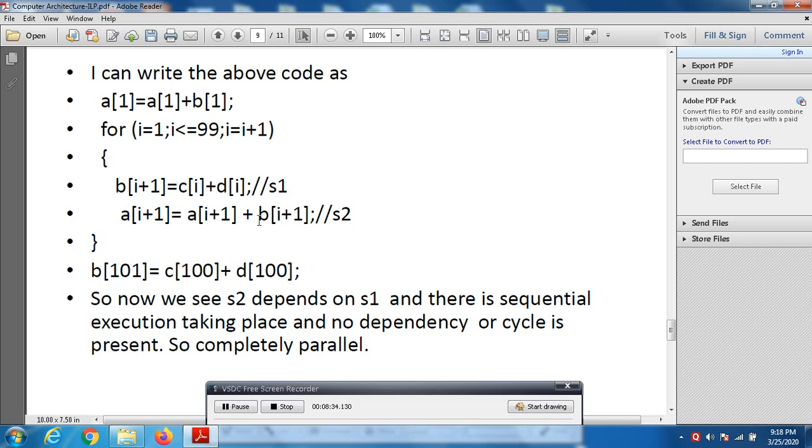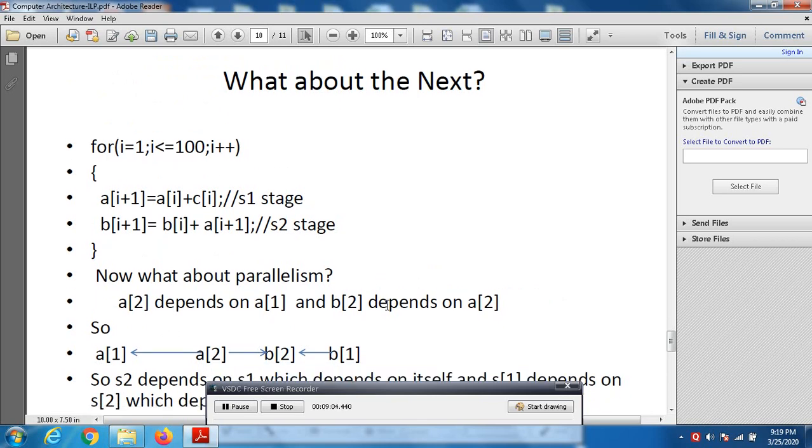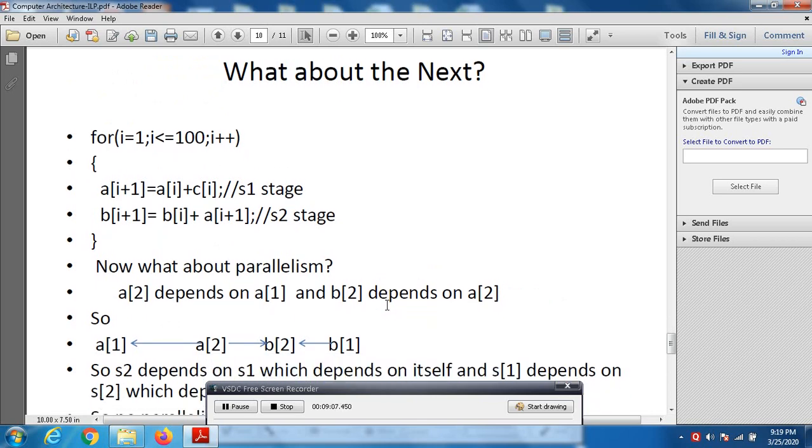So now we see that s2 depends on s1. Now it has been interchanged, so s2 is dependent on s1 with a slight change in the code, and there is sequential execution taking place, because now s2 is getting executed after s1. So complete parallelism is achieved, because even if we interchange, and this is called partial ordering, we can say that this is very perfectly done.